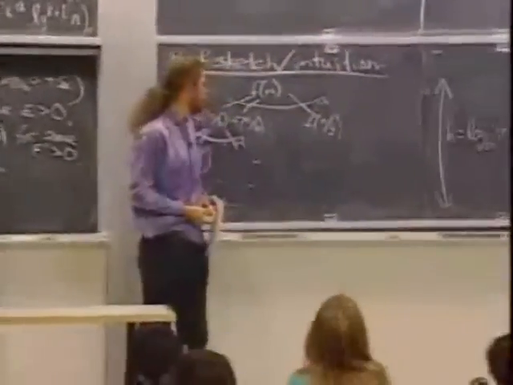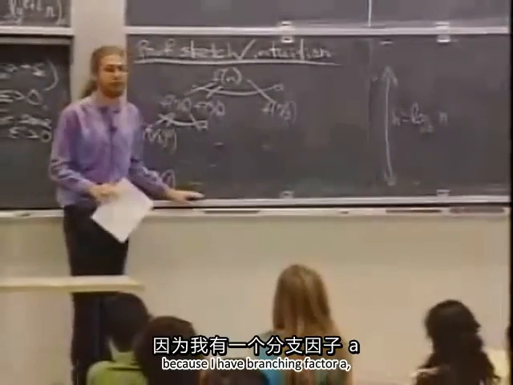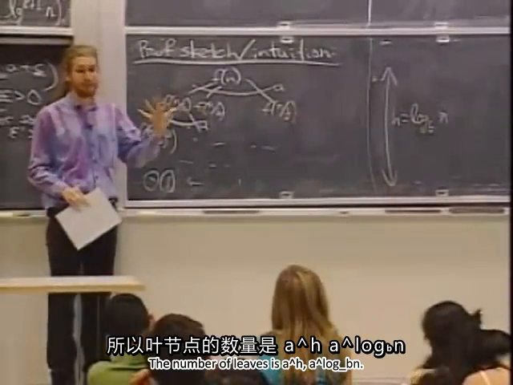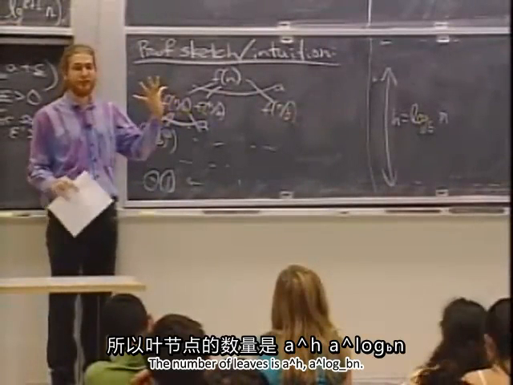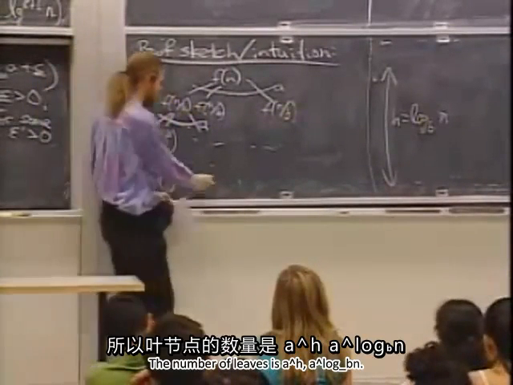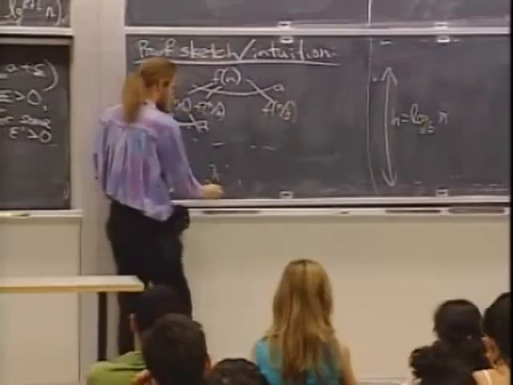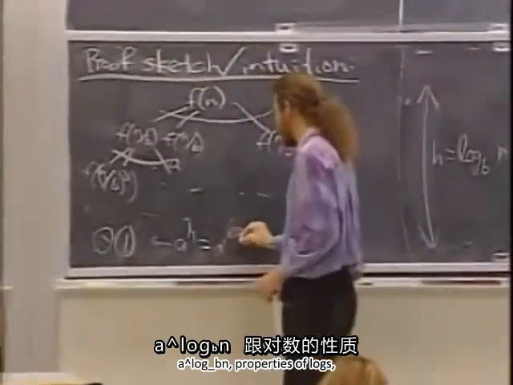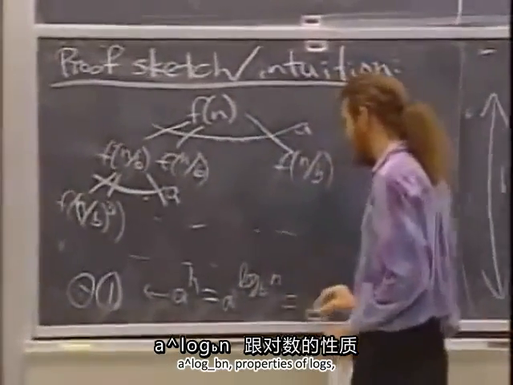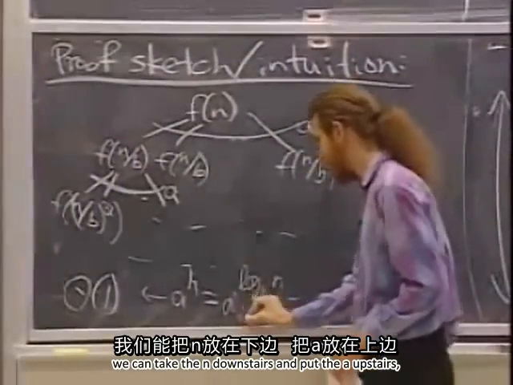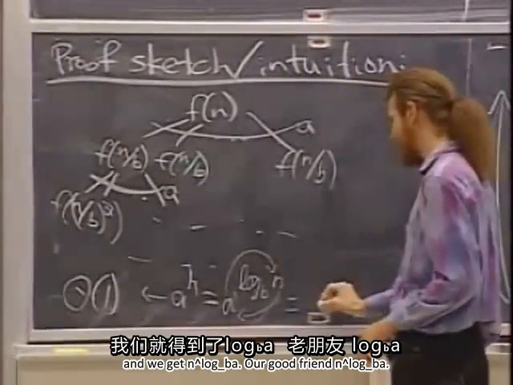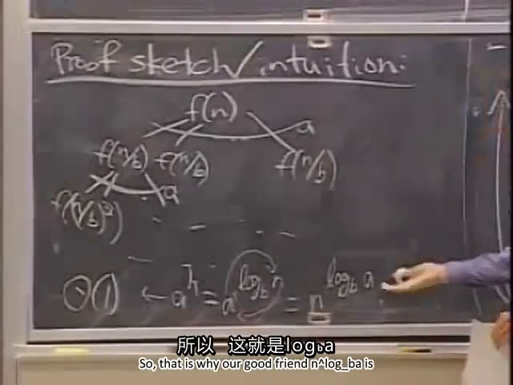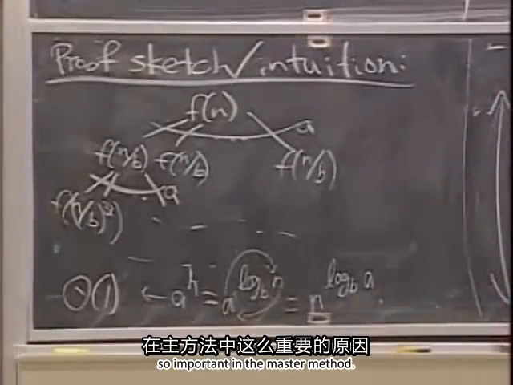So that's great. Now I should be able to compute the number of leaves, because I have branching factor a, I have height h. So the number of leaves is a to the h, a to the log base b of n. So let me expand that a little bit. a to the log base b of n. Properties of logs, we can take the n downstairs and put the a upstairs, and we get n to the log base b of a.